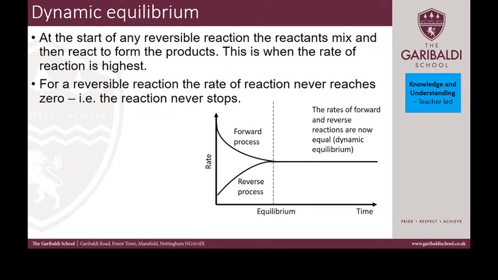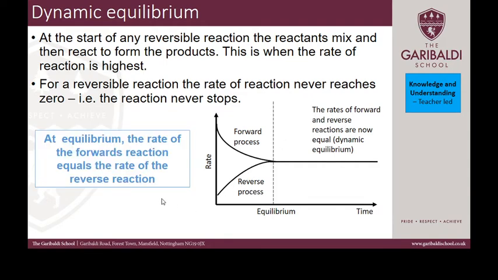So at the start of any reversible reaction, the reactants mix and then react to form products. This is when the rate of reaction is the highest. For a reversible reaction, the rate of reaction never reaches zero, meaning it never ever stops. So you can have a look at this. You can see the forward process, and you can see actually it never stops. The rate never reaches zero. It just continues going once it's reached equilibrium. Unless you reverse the process, then you can get your products back from your reactants.